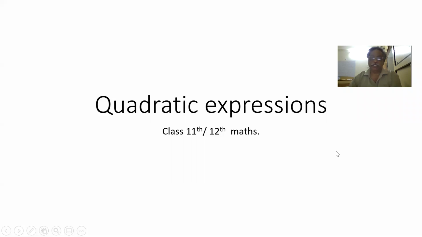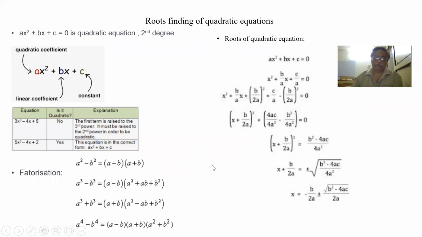So let us see quadratic equations. We know ax square plus bx plus c is a quadratic equation of second degree. So if it is second degree, we call it quadratic. If it is first degree, we call it linear. If it is third degree or more, we don't call it quadratic, we call it by the degree of highest power.